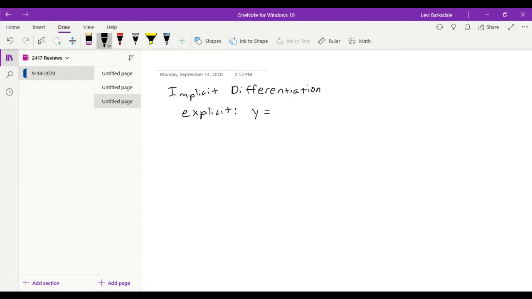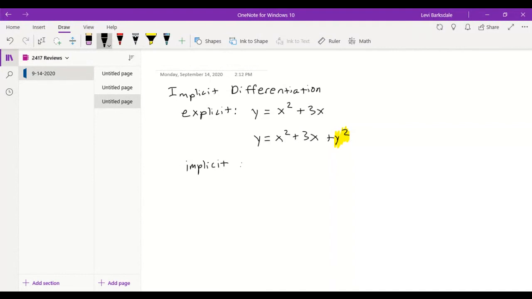So for instance, y equals x squared plus 3x is an explicit function, but y equals x squared plus 3x plus y squared is not an explicit function because you have this y squared on this side. And if a function is not explicit, we call it implicit.